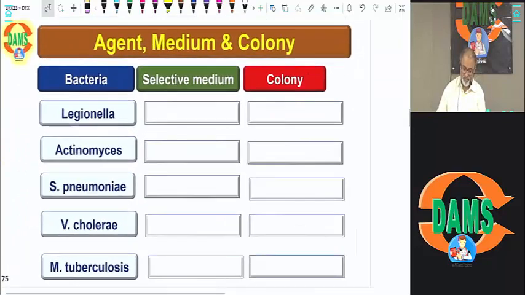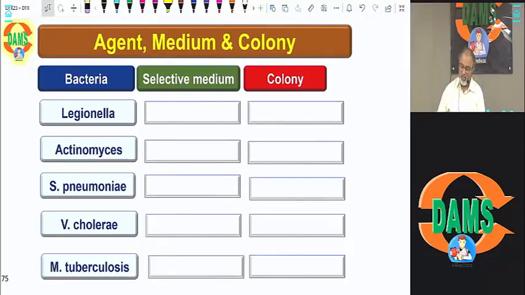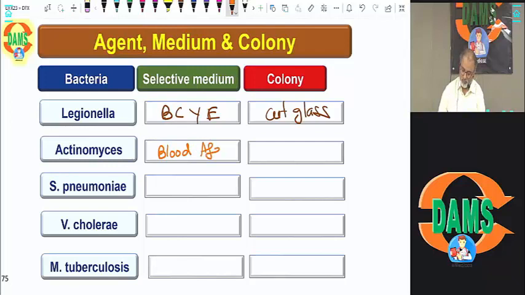Agent, medium and colony. Legionella. What is the selective medium? Buffered charcoal yeast extract agar, cut glass colonies. Actinomyces grows in blood agar. What kind of colonies? Molar tooth colonies.